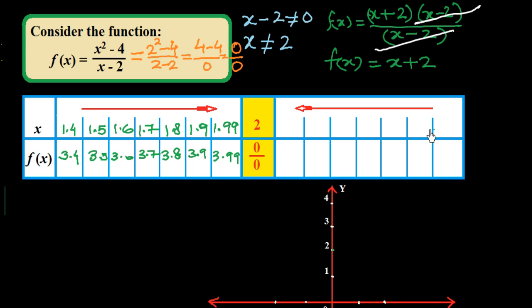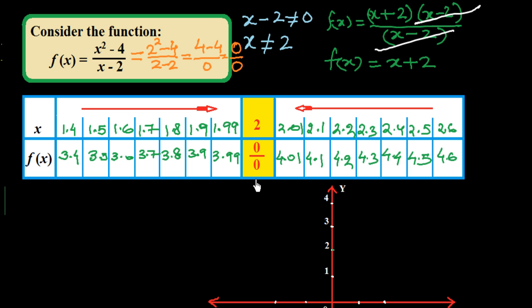Now from the right side we see here. So on the right side, 2.6 we are putting here. So we get, if we put 2.6, 2 plus 2, 4.6. Now 2.5 we are putting here, so it is 4.5. If we put here 2.4, it is 4.4. If we put here 2.3, we get 4.3. If we put 2.2, we get 4.2. If we put here 2.1, then we get here 4.1. Now finally, if I put here 2.01, so we get here 4.01.